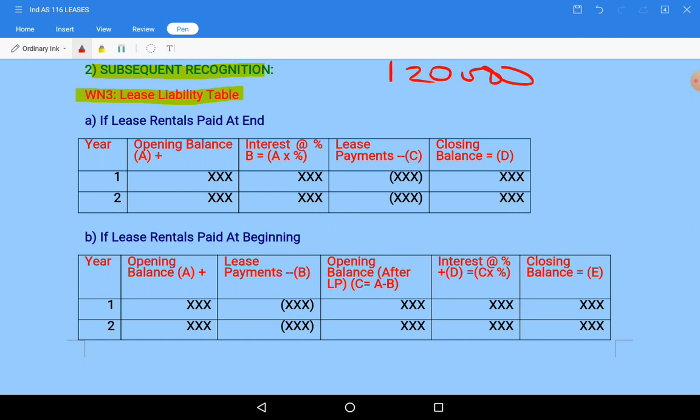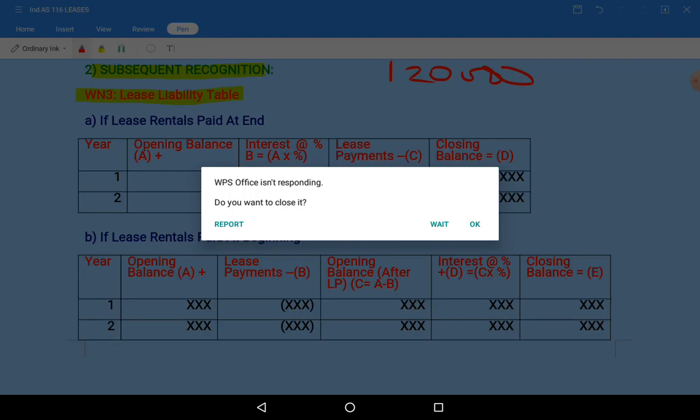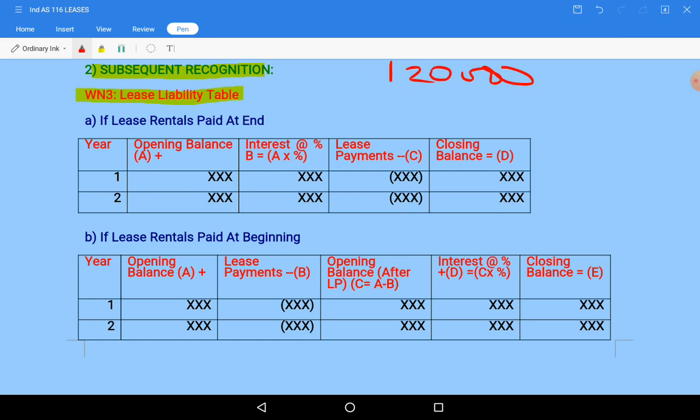We are going to make a table called the lease liability table. Each year's value we need to calculate, because this 1,20,000 may include interest also. So this will be spread over the end of first year, second year and third year. So how it will be done, let us see. Lease liability will be spread over 3 years.